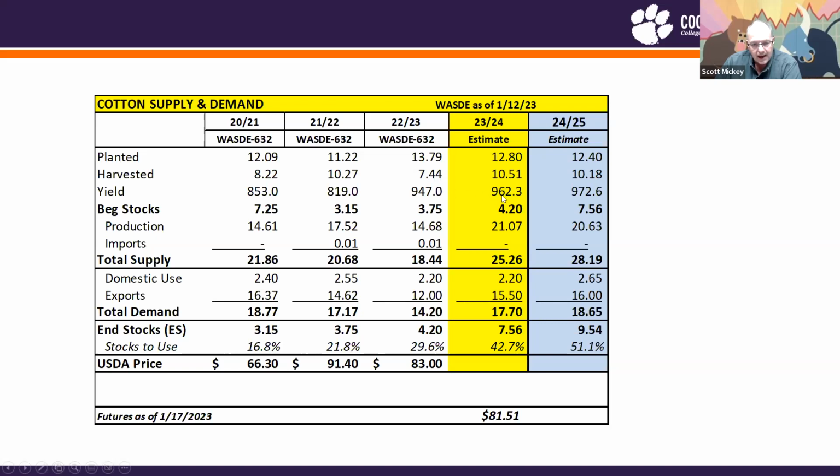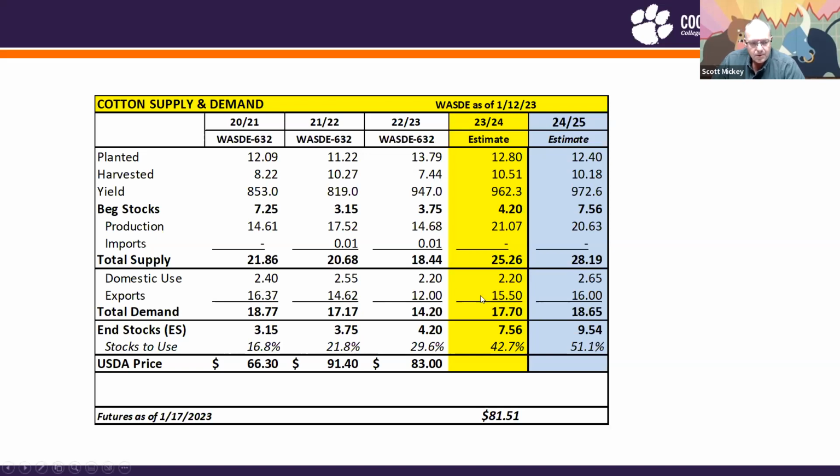Trend line yield for cotton is 962 pounds. That's just a few pounds different than last year's 947 average. We're beginning with more cotton on hand than we did last year. In our production, if we harvest 10.5 million acres, at trend line yields will be 21 million bales, quite a bit higher than we've seen the last 3 years. Again, our supply would be up about 4 million bales compared to the last couple of years.